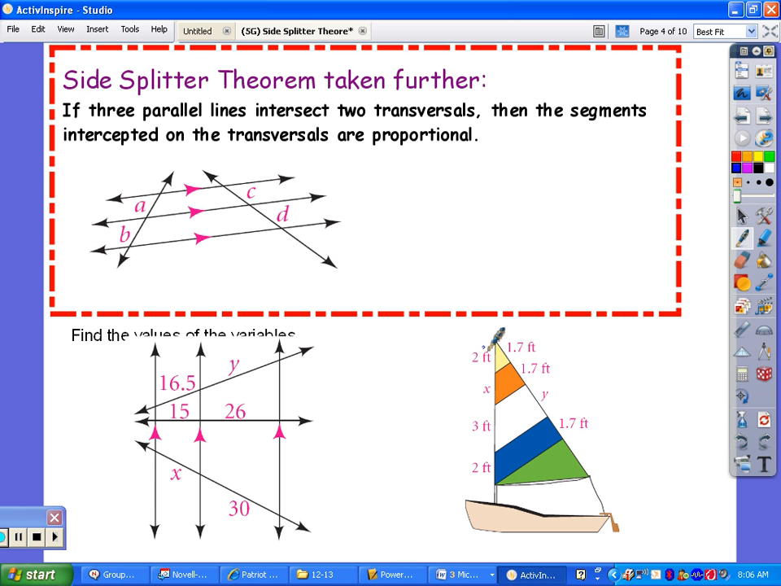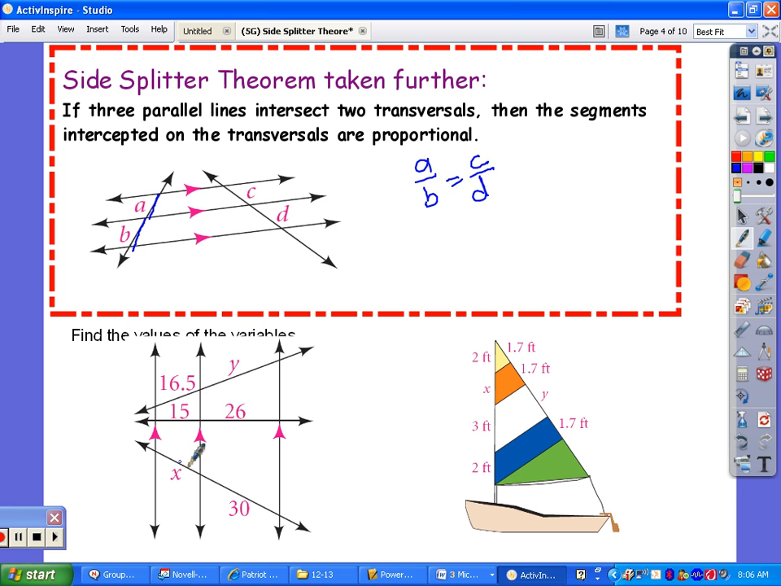So a second part of the side splitter theorem is when we just have parallel lines instead of triangles. So in this case, if we have at least 3 parallel lines and they're intersected by 2 transversals, then the segments intercepted, that these segments on the transversals are proportional. So that's saying that A over B, that ratio has to be the same as C over D. That's what it means when it says the segments intercepted on the transversals are proportional. So here are 2 examples for that side splitter theorem.